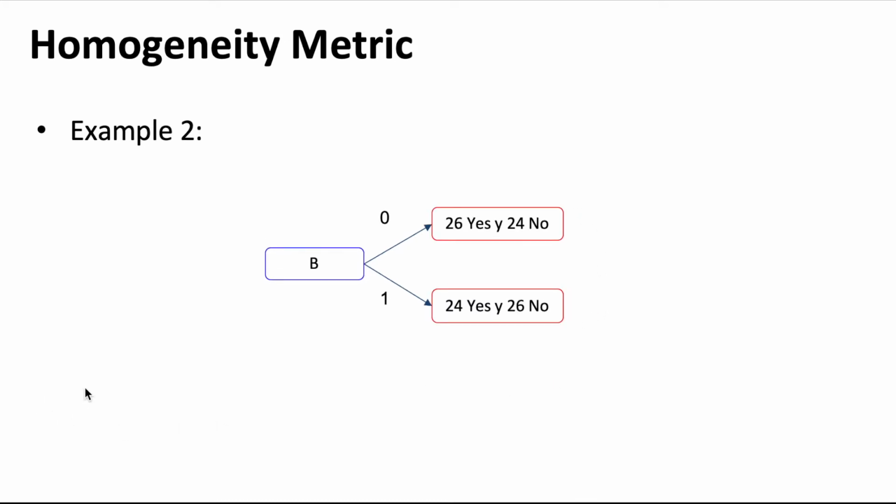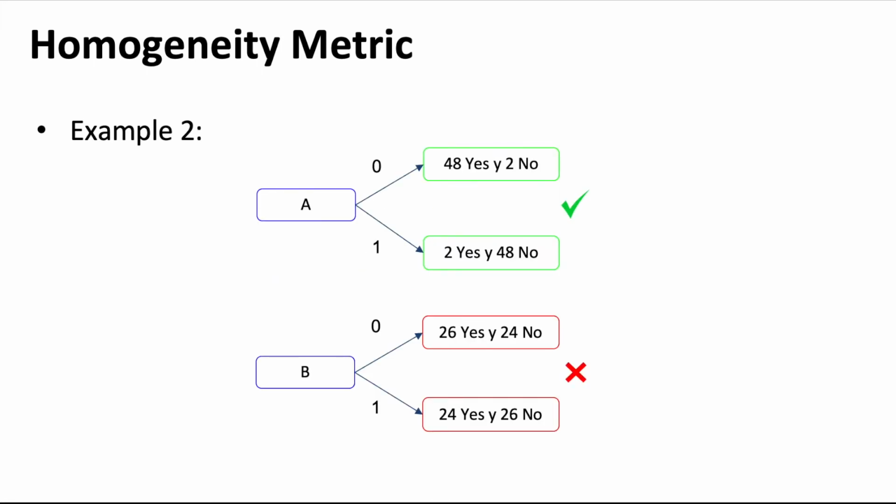On the other hand, imagine that for variable b, when it takes the value 0, we get 26 cases in the class yes and 24 cases in the class no. And when the variable b takes the value 1, we get 24 cases in the class yes and 26 rows in the class no. So that is not good, because here, when we instantiate the variable b in one of the possible values, there is sort of a big confusion, because roughly half of the cases belong to one class and the other half to the other class.